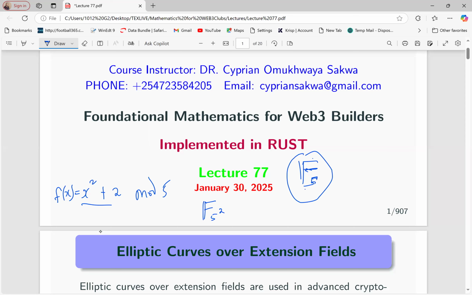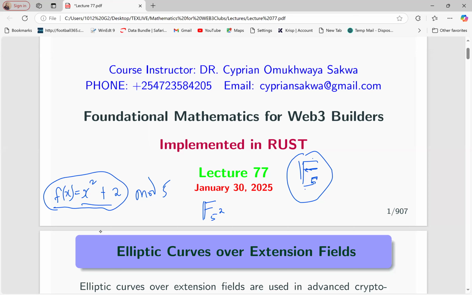So we'll then have F base 5 raised to 2, where 2 is the degree of this irreducible polynomial. Now, you can come up with any irreducible polynomial, so long as it's irreducible. It doesn't need to be this one. Any other irreducible polynomial can be used mod 5. So what we are doing is, for instance, supposing this field has 9 points, we want to increase the number of points. You can see that this field will have 25 points. That is 5 raised to 2.